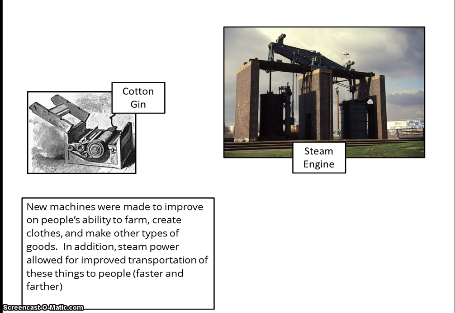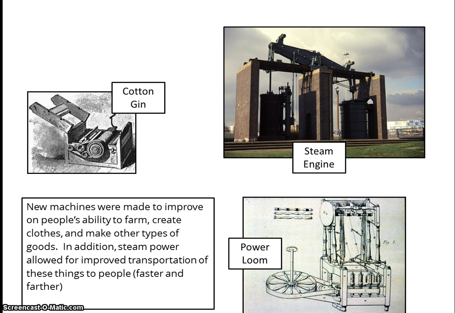The steam engine, so this is an example of a steam engine from the 1800s. It's an historic marker, monument kind of thing you can go check out. It's really big. And next up, the power loom. So the power loom would be the thing that would take the cotton and weave it into cloth, right? And it would use that steam engine up there to power itself.